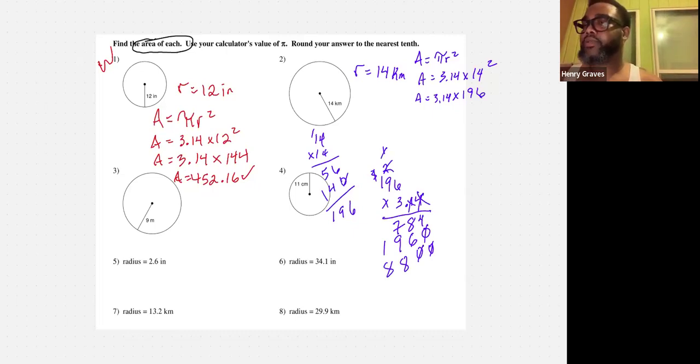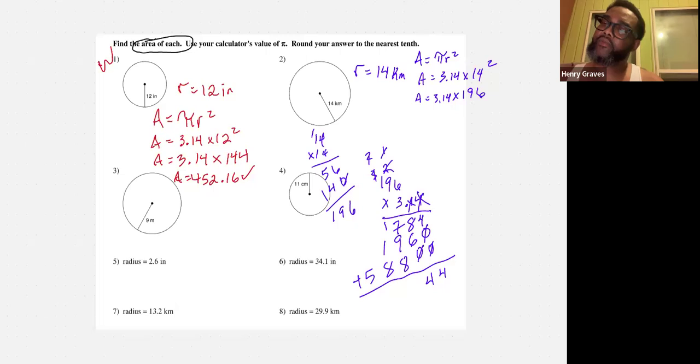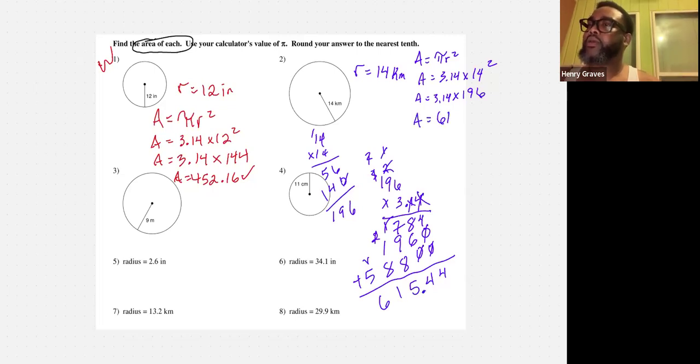Did not mess this up. That's 4. 8 plus 6 is 14. Add the 1. 9 plus 7 is 16. Plus 8 is 24. 25. 2. 9, 11. 1 is 6. I still have 2 decimal places. So my answer should be 615.44 kilometers to the second power.